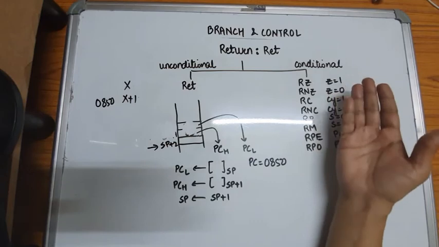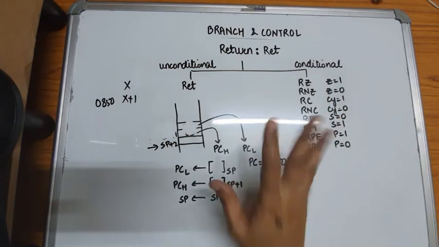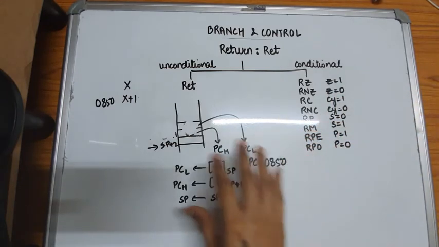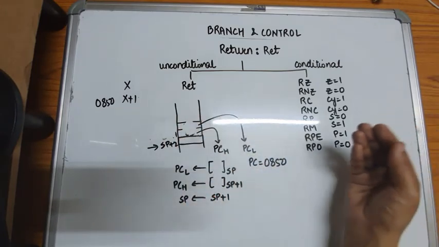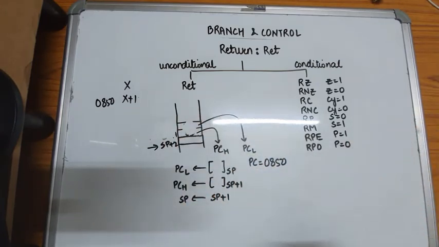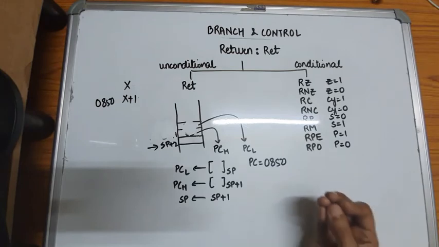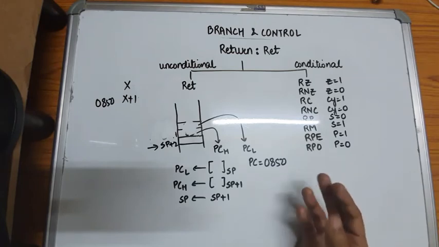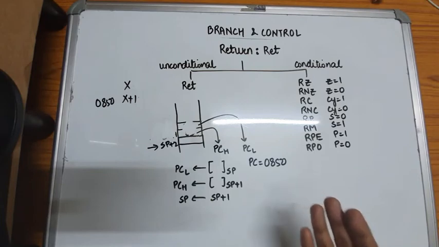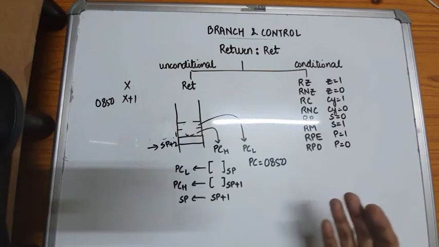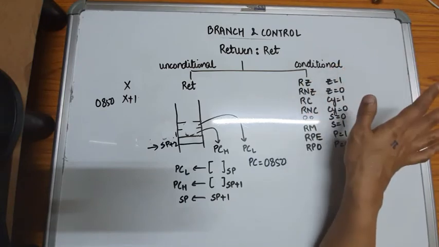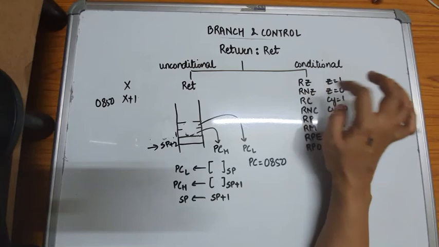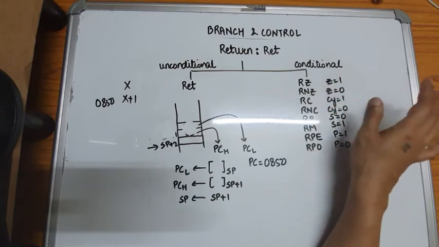Now this is the conditional return. It's the same as the return we've done here. The same thing happens, but the conditional return says that the return will happen only after checking the condition. And on what are the conditions checked? On the values of the flags. Now the value of the zero flag is checked. Return if zero: if the zero flag is 1, then only the return will happen. Return if not zero: if the zero flag is 0, then only the return will happen.